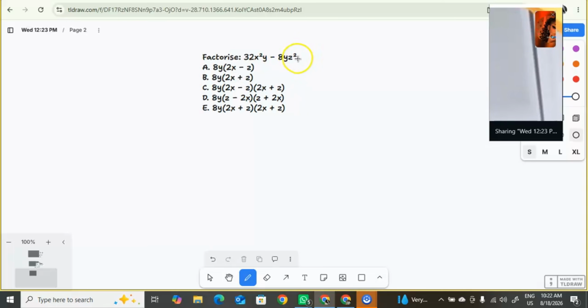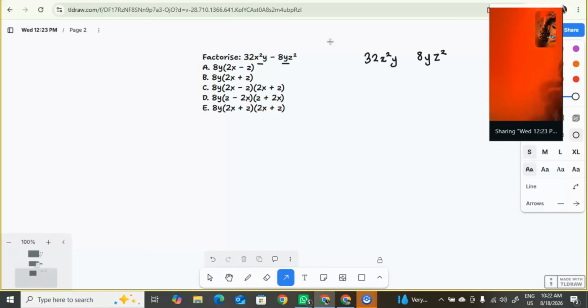Now, as usual, what I like to do for this kind of question is to find the HCF first. All right, so how do we find the HCF? So I write 32x squared y, then I write 8yz squared, and then I rule my line.